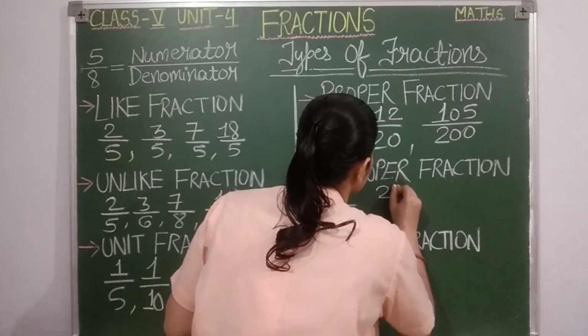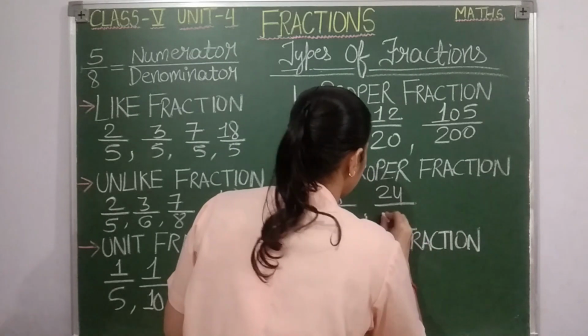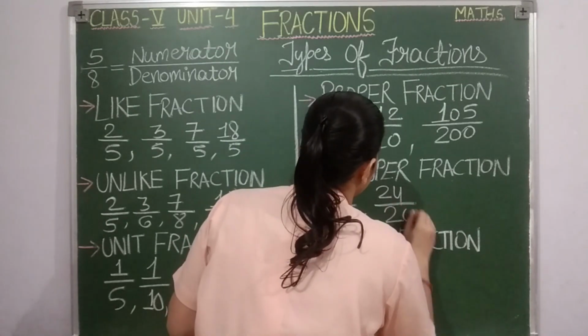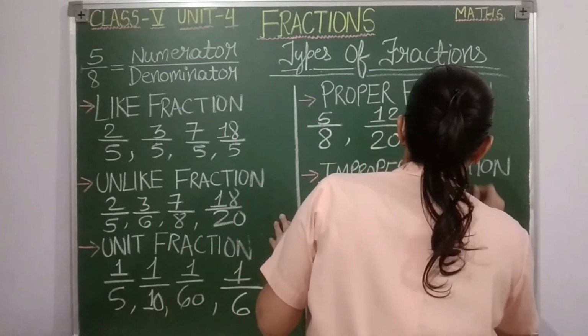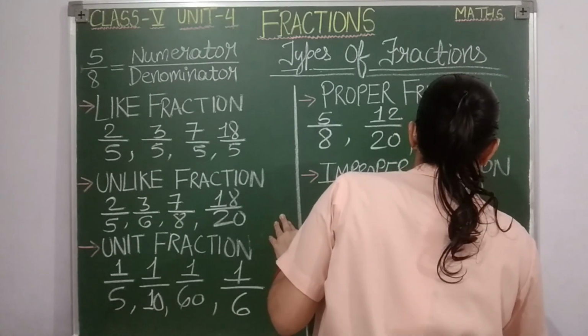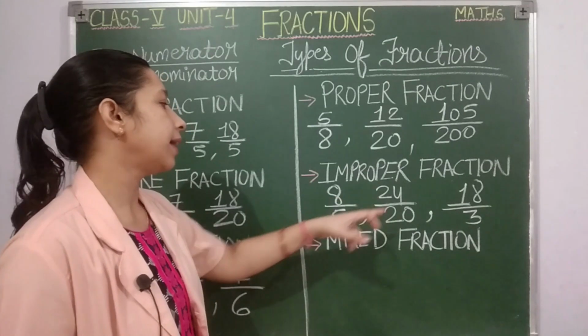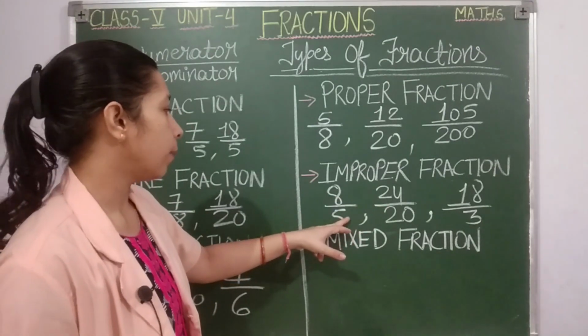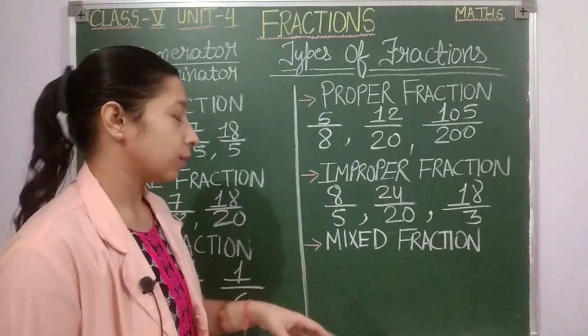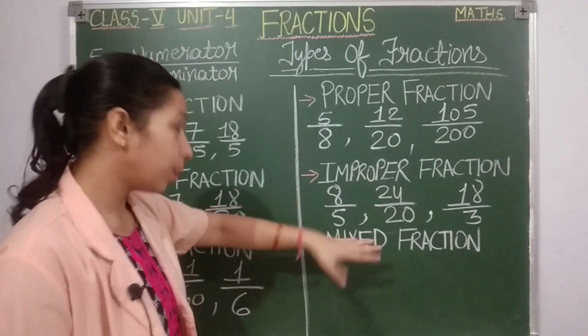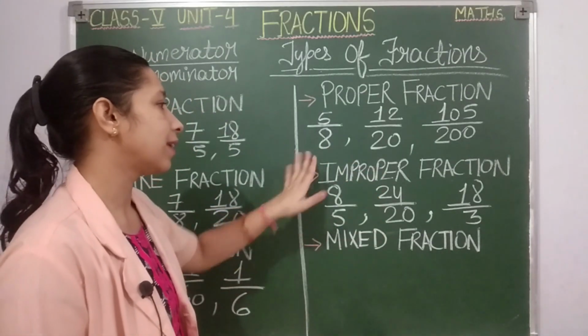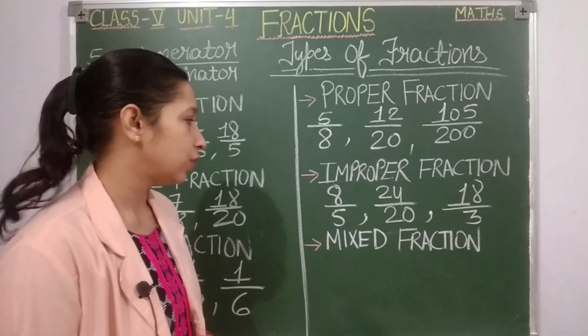Okay, some other examples. 24 upon 20, then 18 upon 3. Here in all these three fractions you can see the numerator is greater than the denominator. That's why it is called an improper fraction.